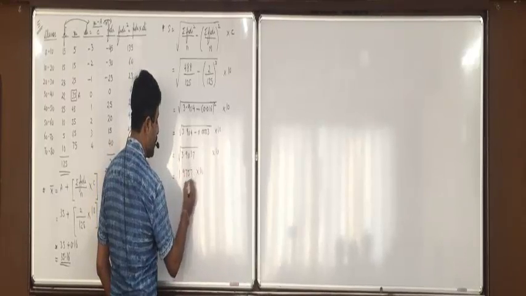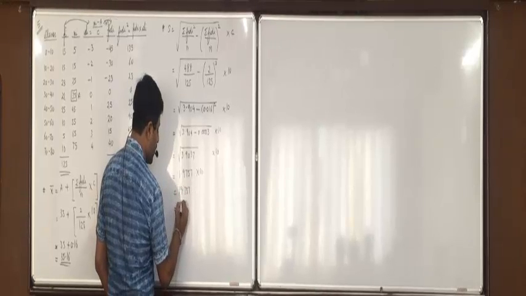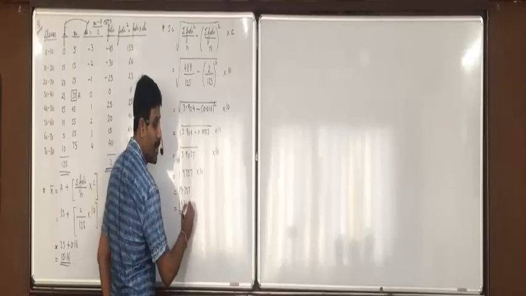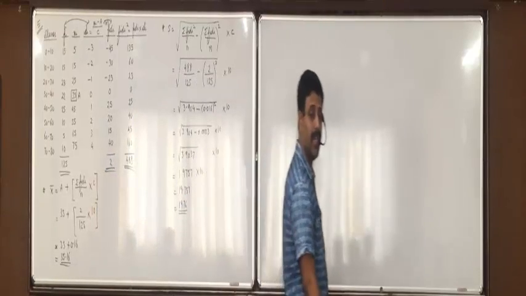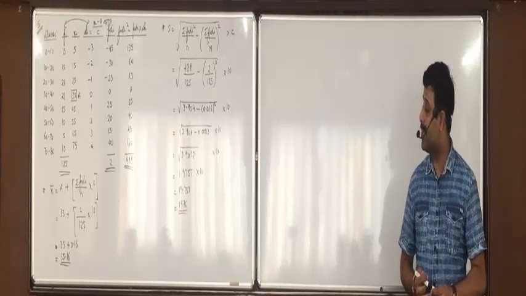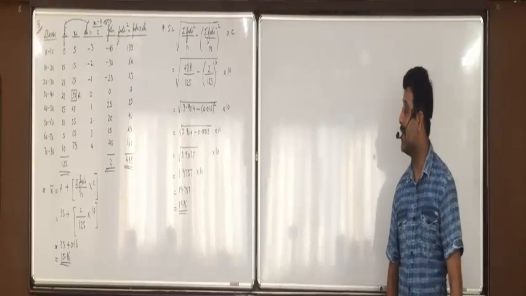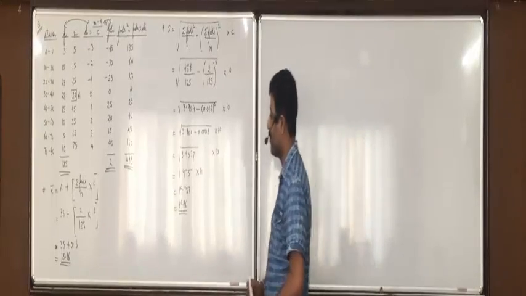1.9757 into 10 is 19.757. Of this you can round it up to 19.76. Final answer you can take in 2 decimals. Did you all understand this portion, everyone? So standard deviation is 19.76. Now we require CV.